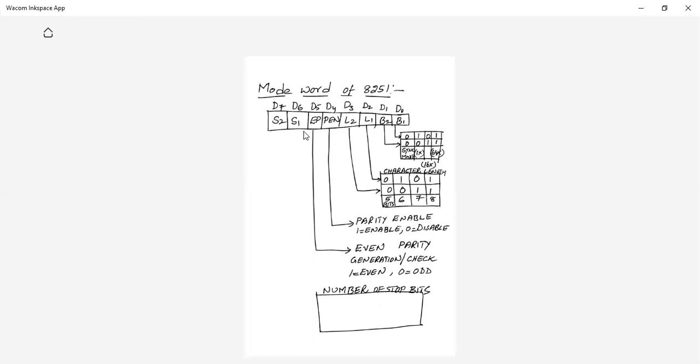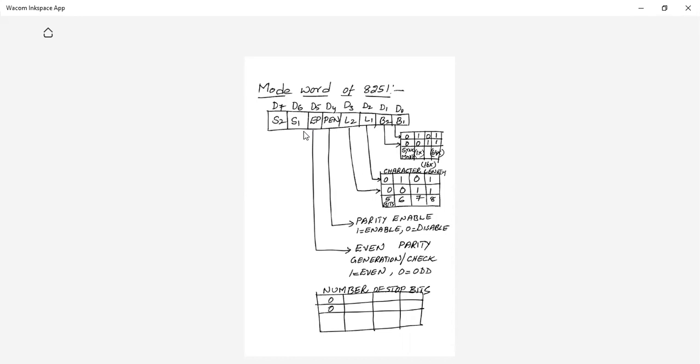Number of stop bits. As I told you, while transmitting the serial data and also while receiving the serial data, we always need to transmit a start bit and stop bit, right? In the asynchronous data transmission method.